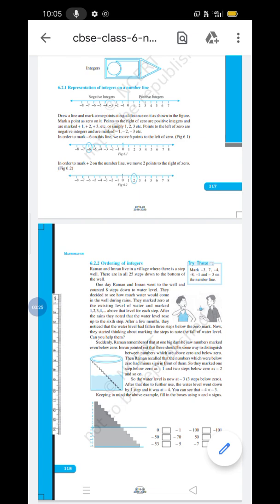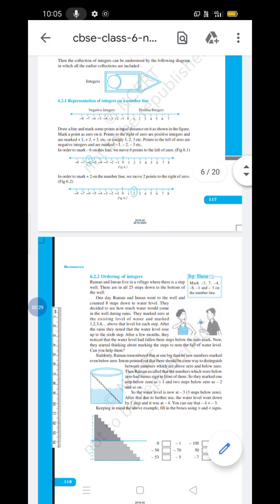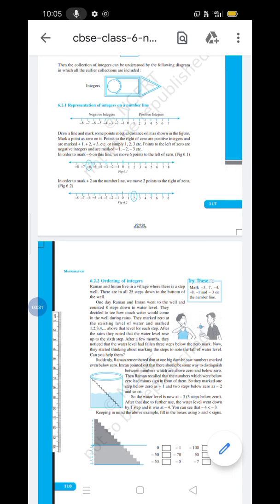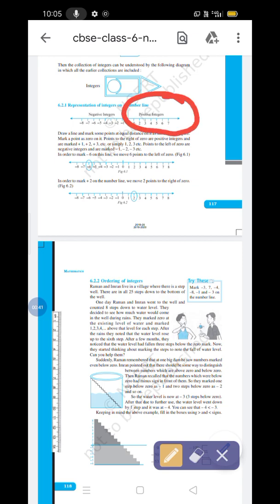So draw a number line. You can draw a number line and mark a point 0 on it. At equal distance mark points. The points to the right of 0 are called positive integers. The points to the left of 0 are called negative integers.